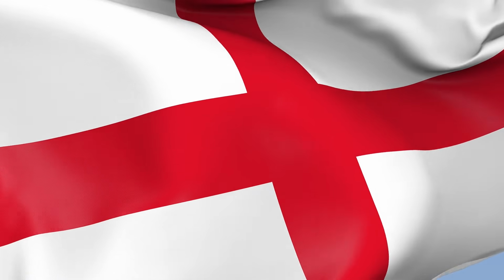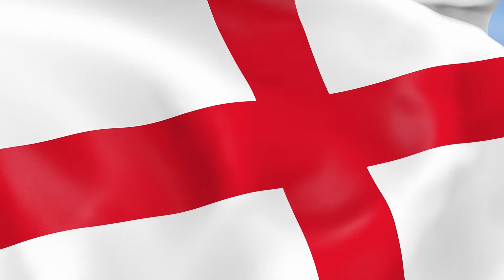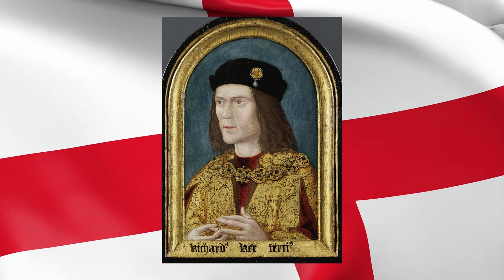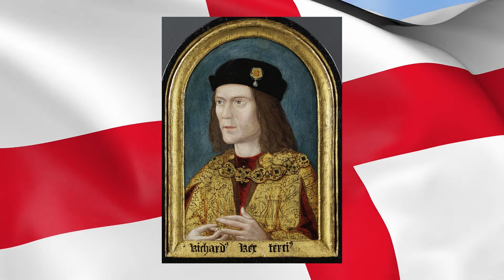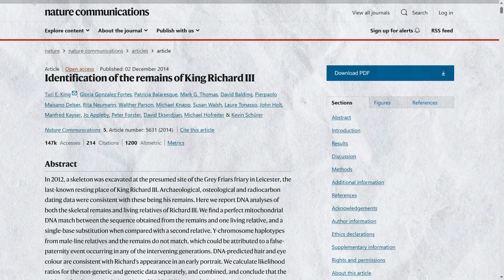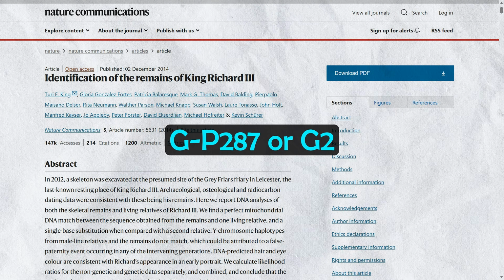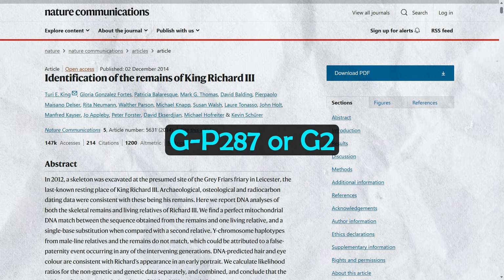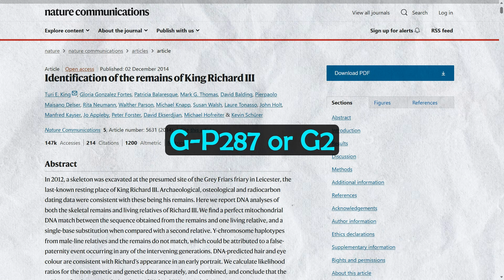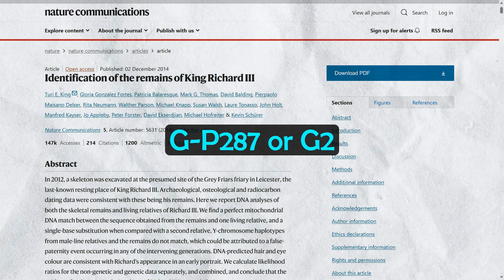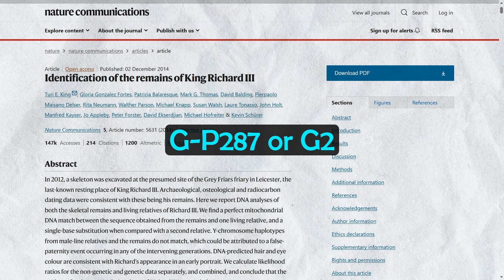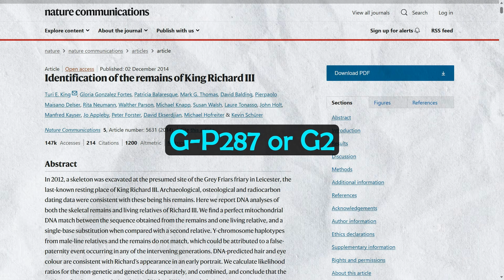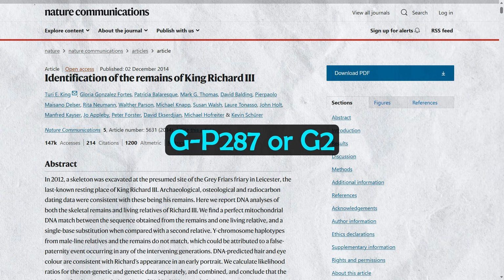We also know the Y-DNA haplogroup of some other English royals. For instance, we know that the Y-DNA haplogroup of King Richard III, the King of England in the 15th century, was actually a very rare haplogroup in Britain, as he belonged to G-P287, or G2. This didn't actually match the haplogroup of male line relatives, however, who belonged to R1b-U152, which indicates a false paternity event in the intervening generations, a story in and of itself for another time.